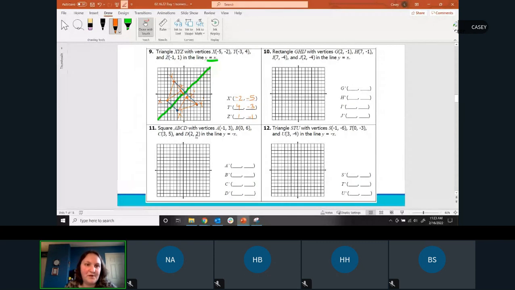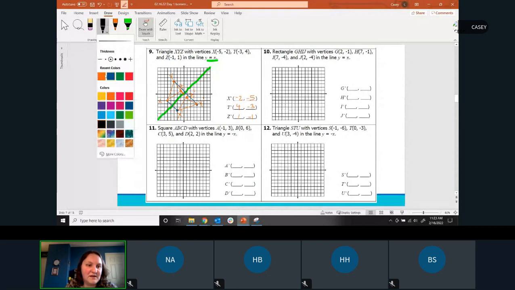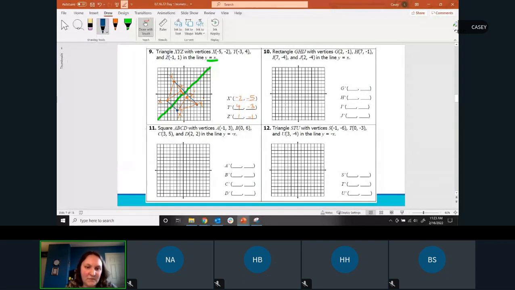We'll do another example. Let's go down to number 11, where we can do an example with a negative x. So first I'm going to graph the points -1, 3. Label it A. 0, 6. B. 3, 5. C. And 2, 2. There they are.